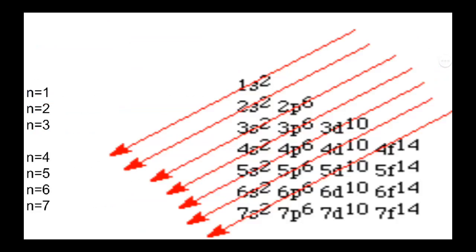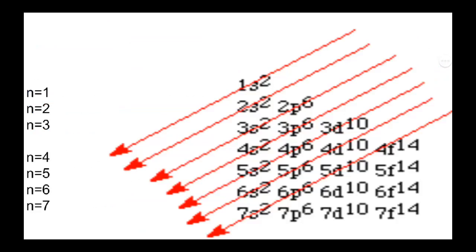n equals 1, I have s. n equals 2, s and p. n equals 3, s, p, d. n equals 4, s, p, d, f. Beyond this, the number of subshells does not increase.